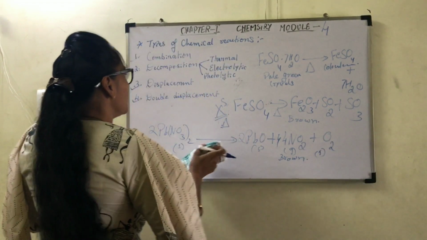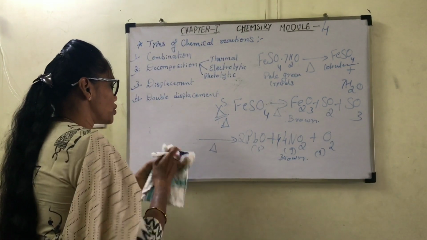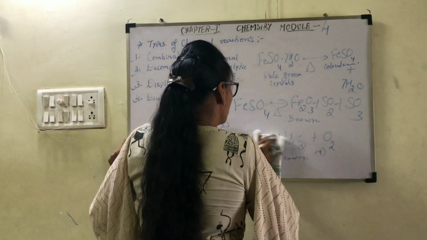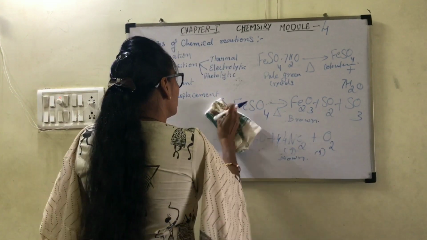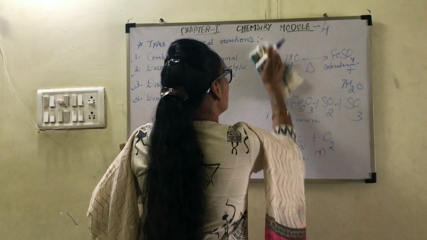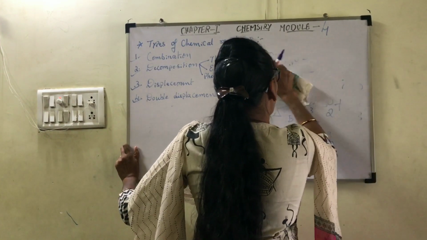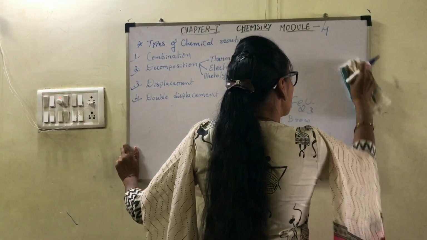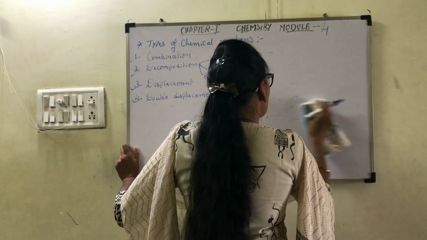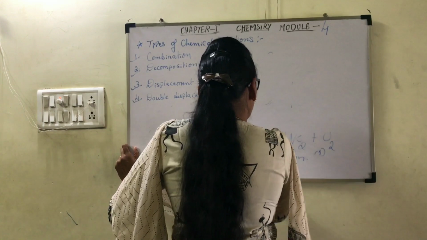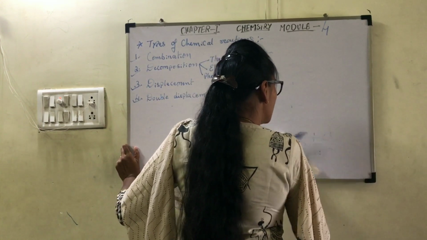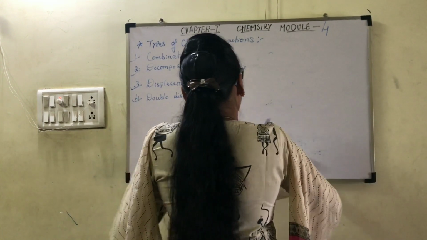Now let's go with electrolytic decomposition. The word electrolytic itself says it is with the passing of electric current. When you pass electric current, the decomposition happens. A very good example you can take is the electrolysis of water.